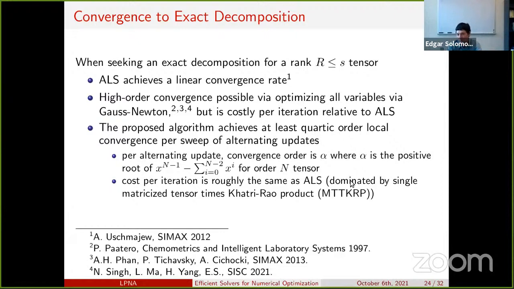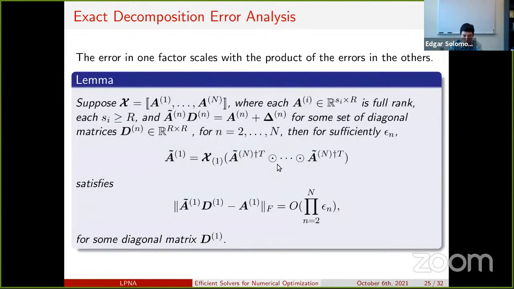While the cost per iteration of the update that I showed you is roughly proportional to ALS. So you need to perform a pseudo-inverse, so perhaps a QR factorization of each factor, and then you just need to do an MTT-KRP. And you can also use things like dimension trees, and you can leverage sparsity of the tensor in all the same ways as in ALS, and you get this convergence.